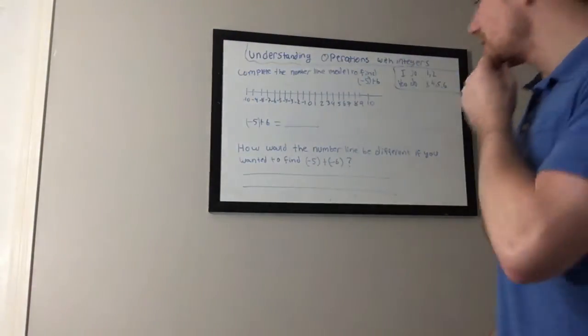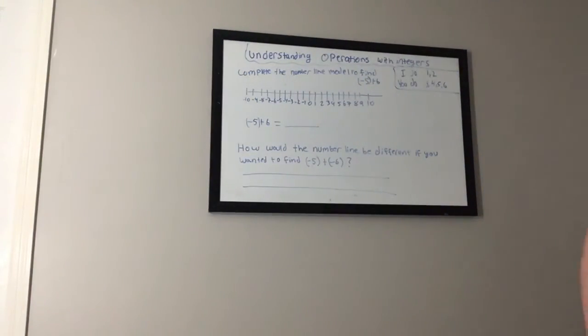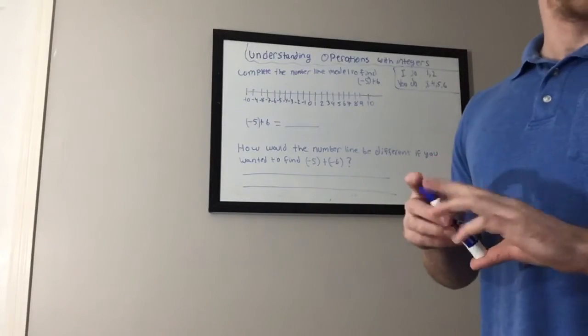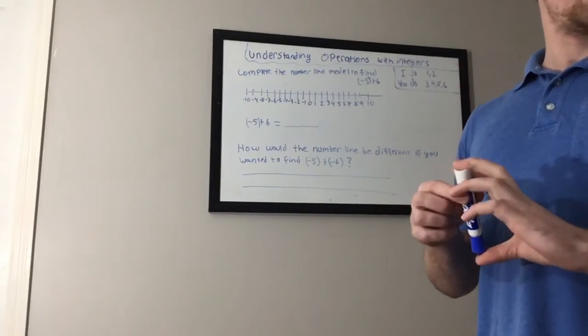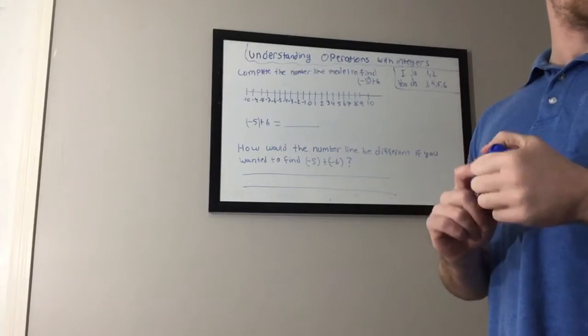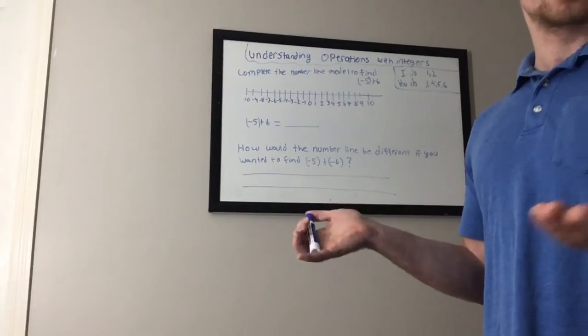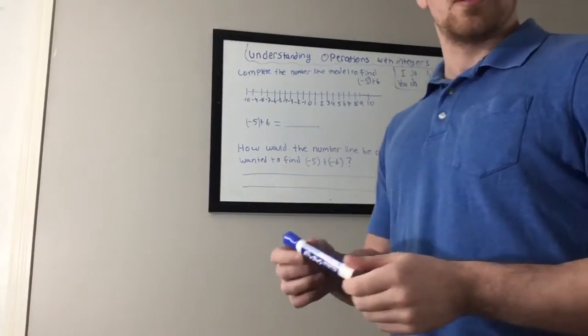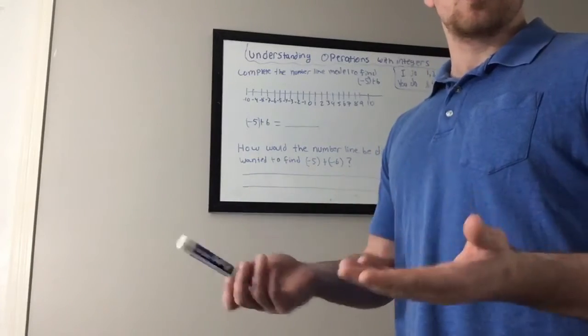Hey guys, so this is part 2 to that same page. So basically what we're going to do is go ahead and start. It says complete the number line model to find negative 5 plus 6. Now the difference between this problem and the previous problem is it tells you where you start.